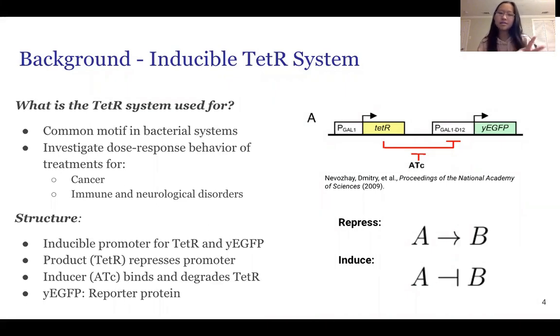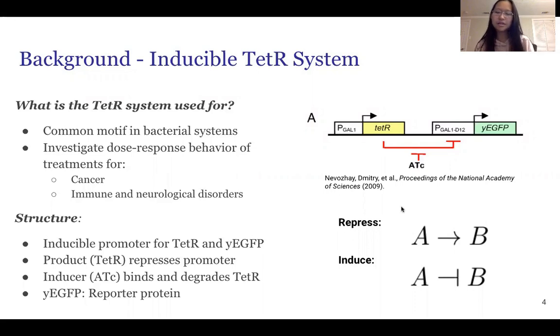So in the TetR system, this is a very common gene system in bacterial systems. So what we have here is a promoter that's producing TetR and another promoter that's producing YEGFP, also known as the reporter protein. So as the levels of TetR increase, it actually represses, you can see that by this red line here, it represses the YEGFP expression. So we kind of see a system of negative feedback here.